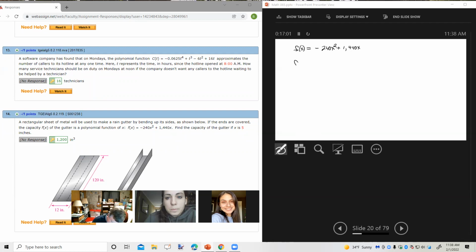So we want to find f of 5. So negative 240 times 5 squared plus 1,440 times 5. Again, we go to the calculator. Negative 240 times 5 squared plus 1440 times 5. And we get 1,200 cubic inches as our final answer.